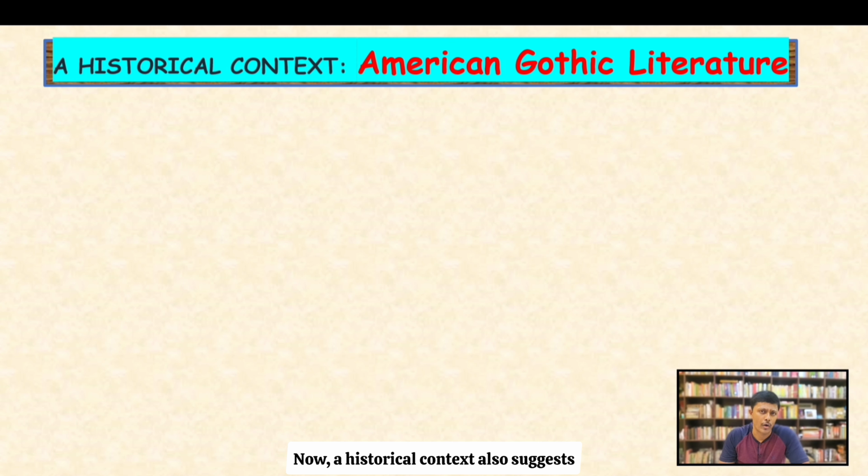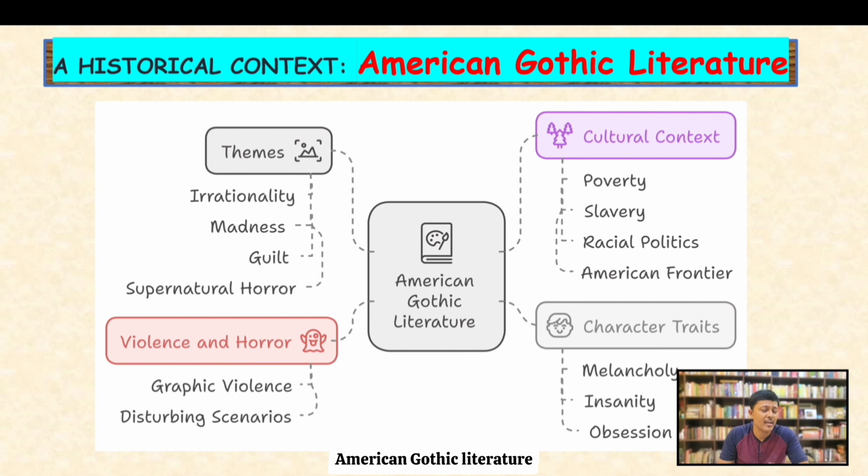Now, a historical context also suggests what American Gothic literature is, because we know a little more about Romanticism. American Gothic literature, there are four parts that I have divided into: themes, cultural context, violence and horror, and character traits. So, in all of these, you have to understand that irrationality, madness, guilt, superhuman power are themes of American Gothic literature. On the other hand, poverty, slavery, racial politics, American frontier, etc., are the cultural context. And again, melancholy, insanity, obsession are the characteristic traits of American Gothic literature. And finally, violence and horror: graphic violence, disturbing scenarios, etc., are presented in this kind of literature.